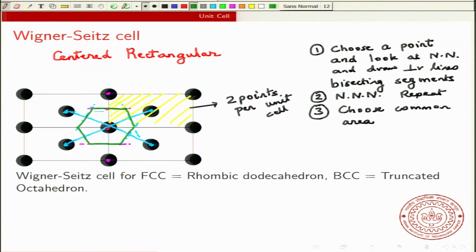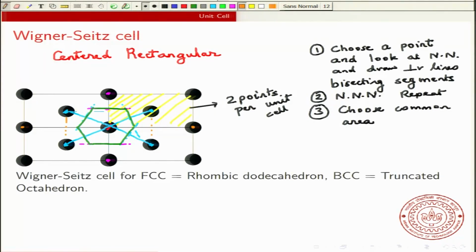Now the question is, should you go to more cells, more nearest neighbors? If you go to the third nearest neighbor, you can easily see that it won't contribute anything else. Let me take this orange color for the third nearest neighbor. The third nearest neighbors are these points, and you can see that the bisector comes here, and the common area of the three regions is still this. So in this case you need to go only up to the second nearest neighbor.